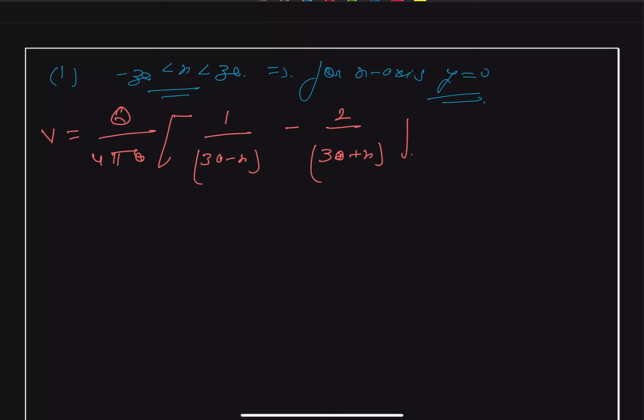So first of all, let us write for x tends to minus 3a. x tends to minus of 3a. This gives us the voltage V is going to tend towards minus infinity, and when x tends to plus 3a, our voltage is going to tend toward plus infinity.